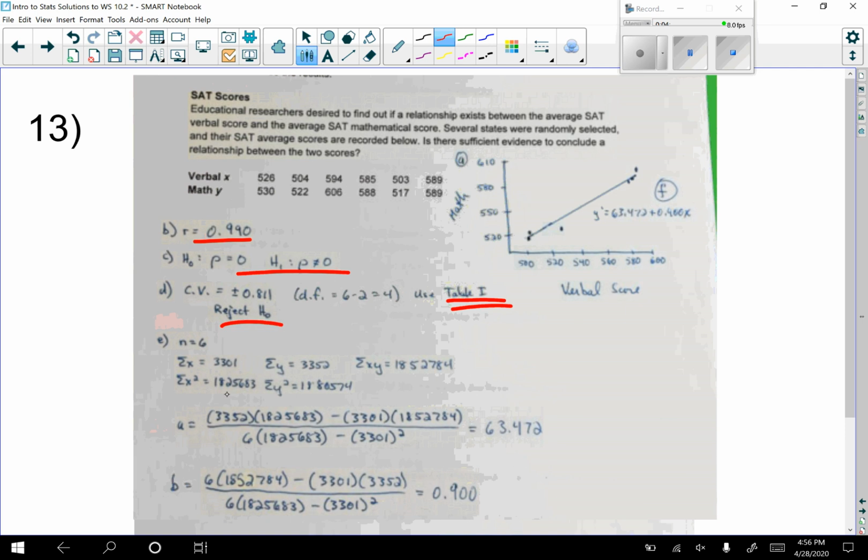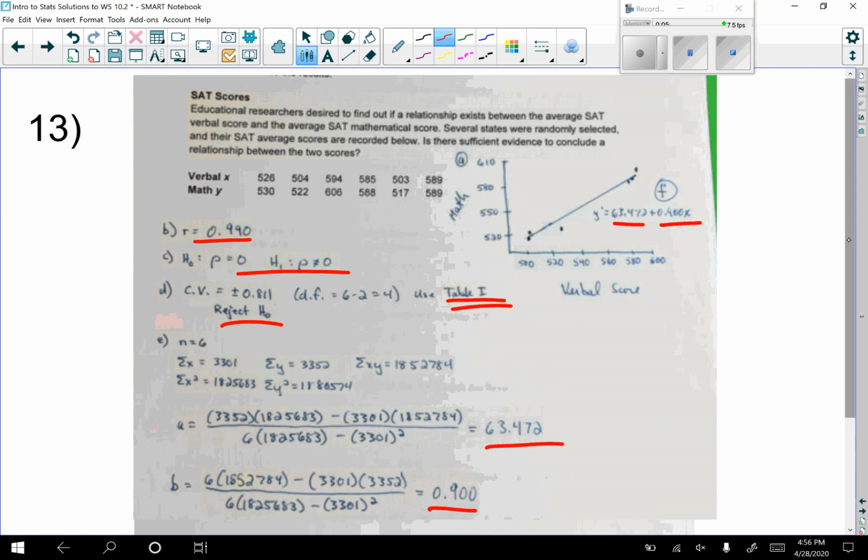For E, these are all the values I need to find A and B. So calculating that. For F, I just wanted you to do this on the calculator to show that these values match. So here we get y prime is equal to a plus bx. So we're getting that 63.472 and then 0.900x. Now, when you go to do this on the calculator, depending on what your float is set to, it should carry the decimals out a lot further than what we have here.